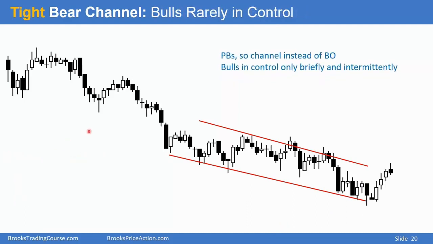This is a bear breakout, especially this strong bear breakout. But here, this bar goes above this high. This bar goes above this high. So this is a pullback, that's a pullback. That means that the market has evolved from a breakout phase, this whole thing is a breakout, into a channel phase. But the bulls are in control only briefly and intermittently. The bears keep reasserting themselves, and we keep getting lower lows and lower highs.